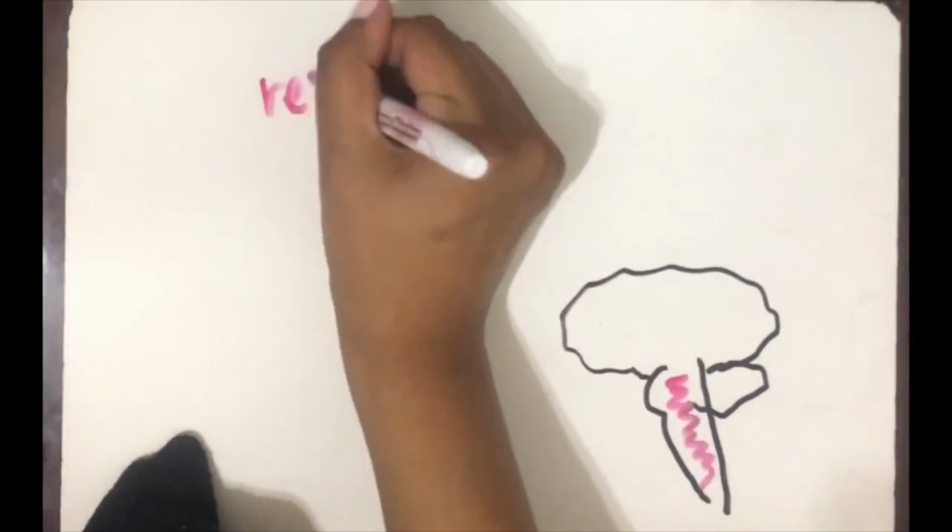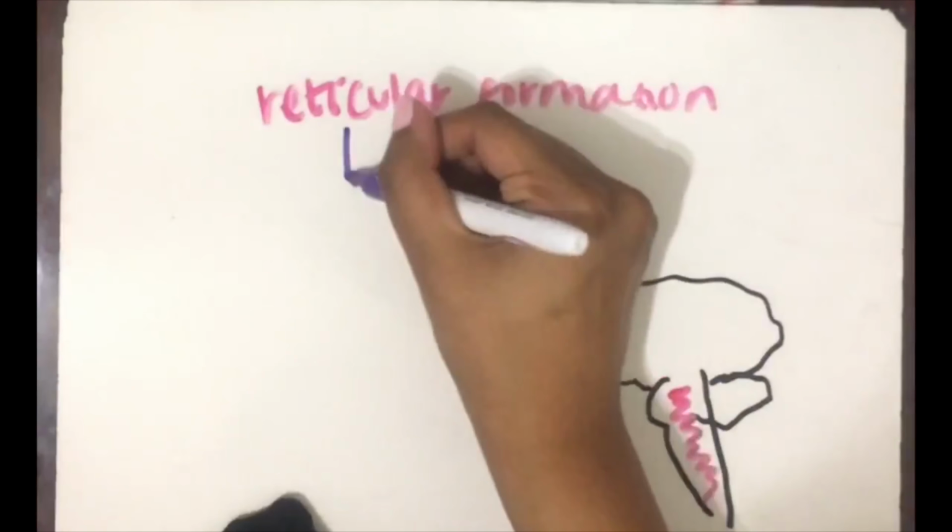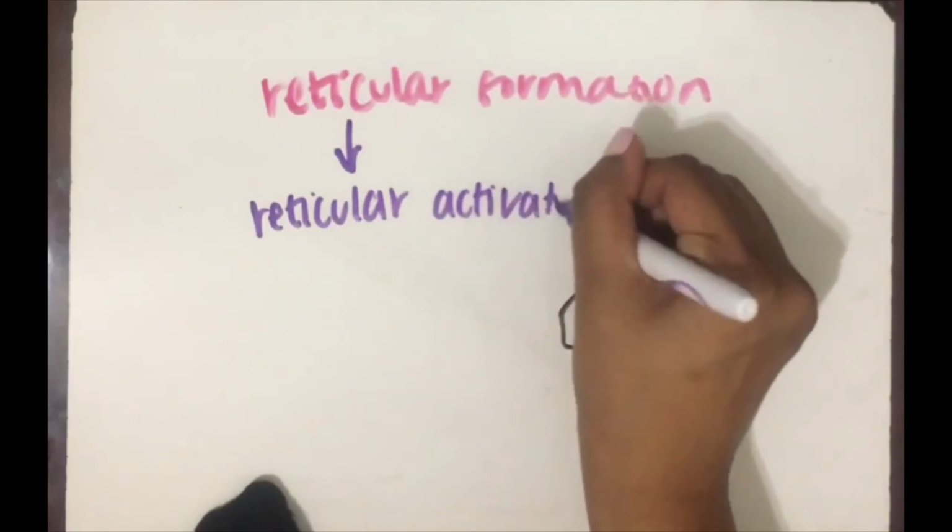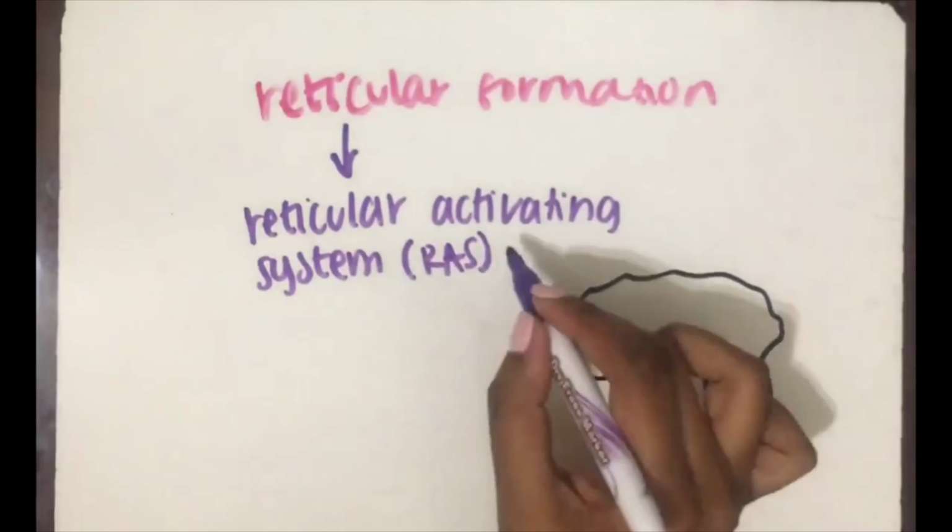Also located in the brainstem is the reticular formation. A part of the reticular formation is the reticular activating system, which regulates sleep and arousal.